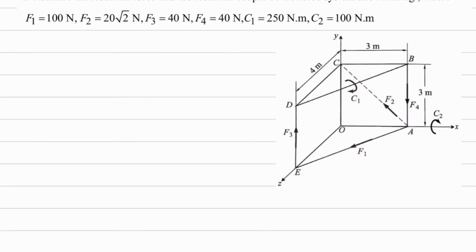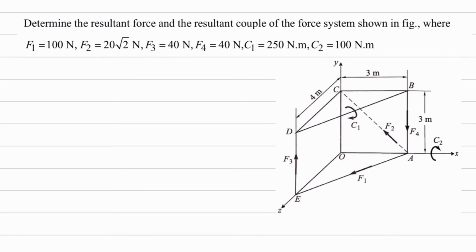Okay, so here we will see one numerical of resultant of general force system in space. So what is the first step? We will write down coordinates. Okay, before writing the coordinates, we will write down the force vectors which are given in the question.